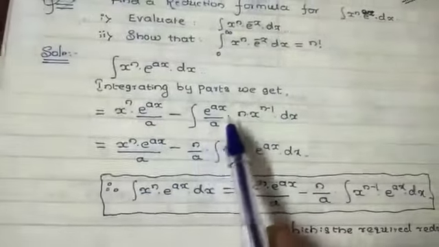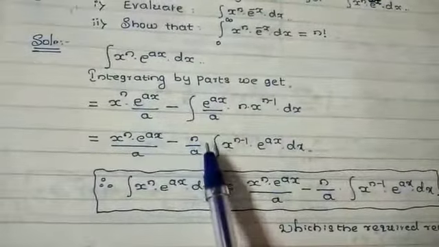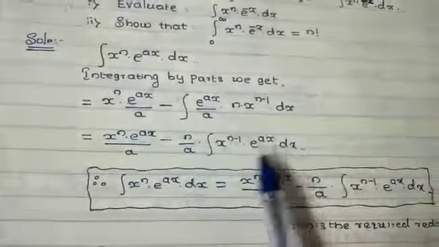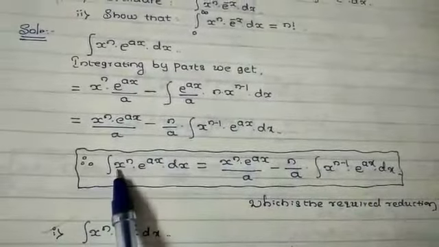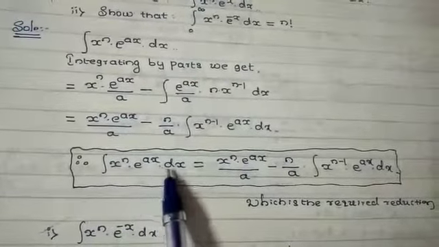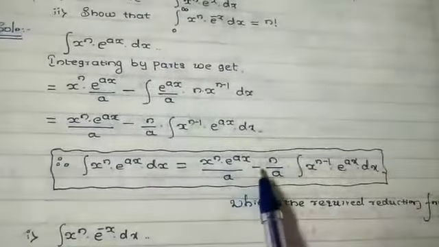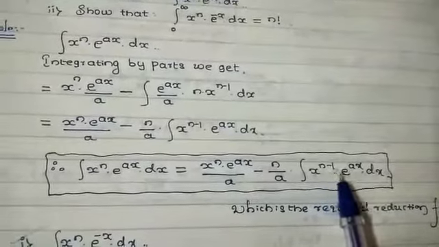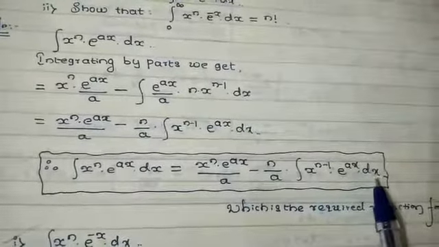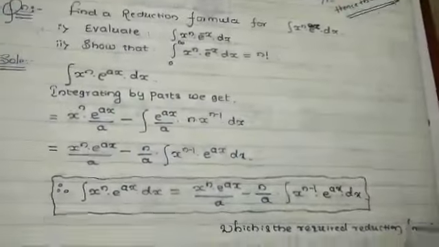The integration is with respect to x; take the constant terms outside, so that is n divided by a into that form. Therefore, we get the required reduction formula: integration of x raised to n e raised to ax with respect to x equals x raised to n e raised to ax divided by a, minus n divided by a into integration of x raised to n minus 1 into e raised to ax with respect to x. So that is the required reduction formula.